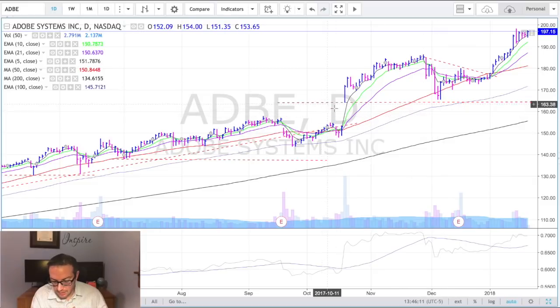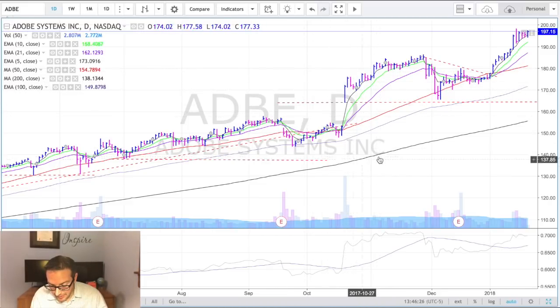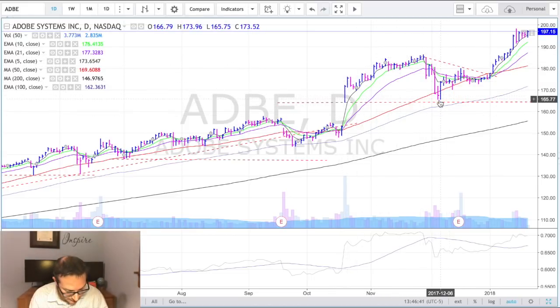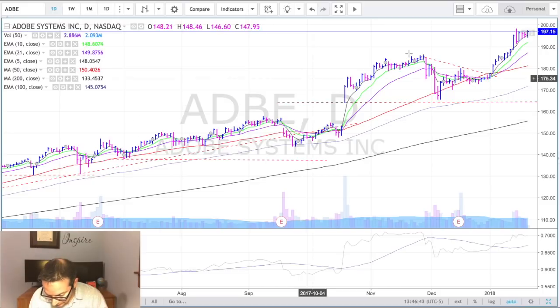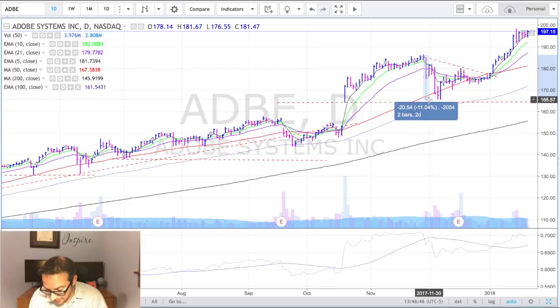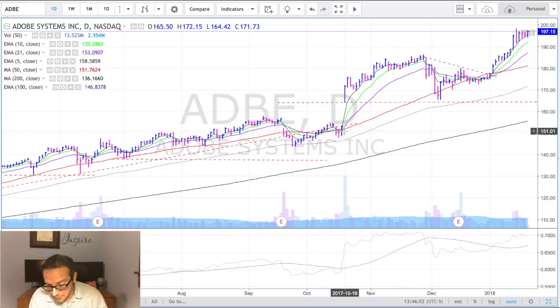So Adobe continues to run, it breaks out, gaps up higher, and then as it continues to break out, right, as it follows through, that's when we raise our stops up again, and we're using the low of the gap as our new stop loss. So runs up, then it has this nasty pullback. So let's measure this one. It's an 11% pullback, and our stop is right around $164.